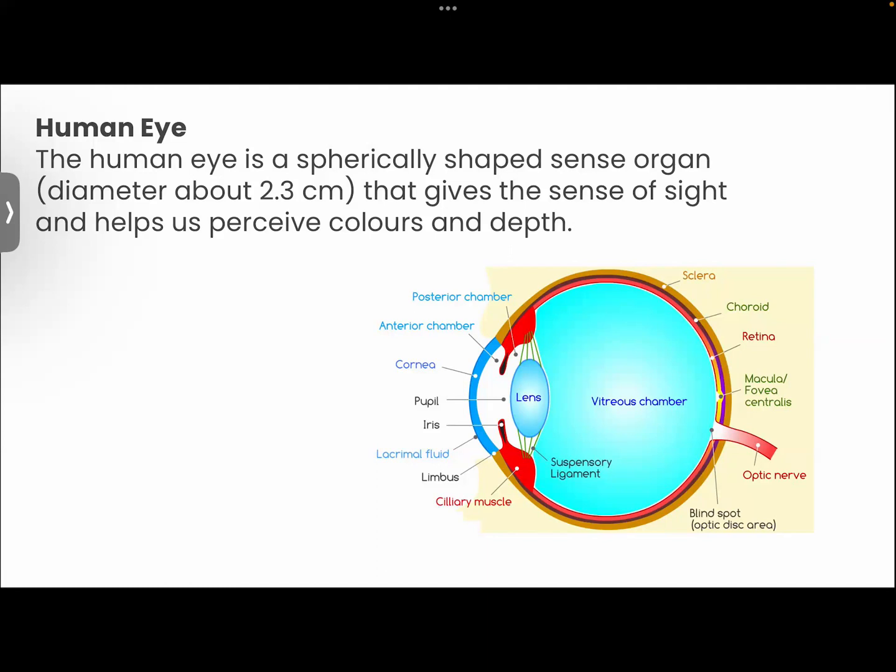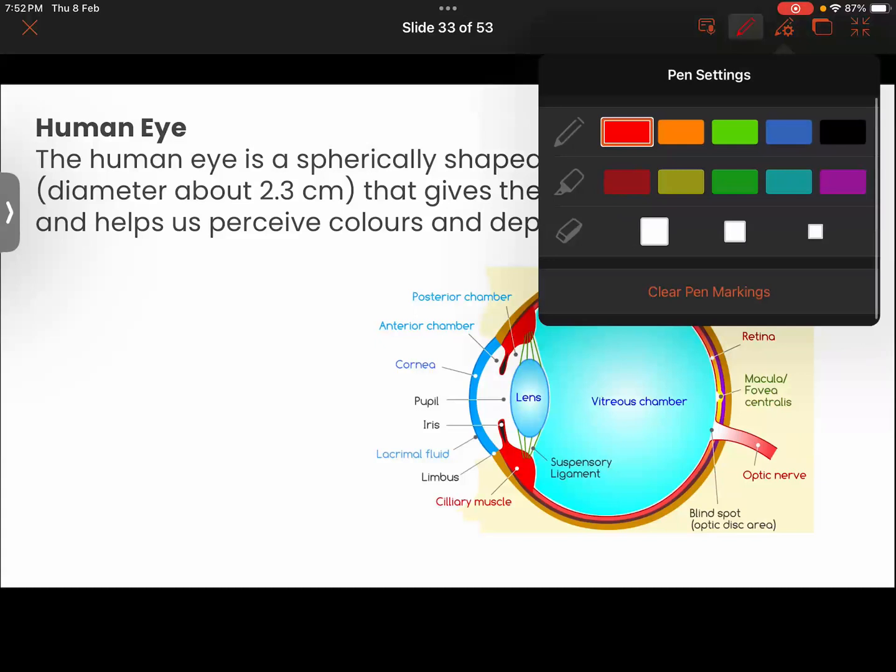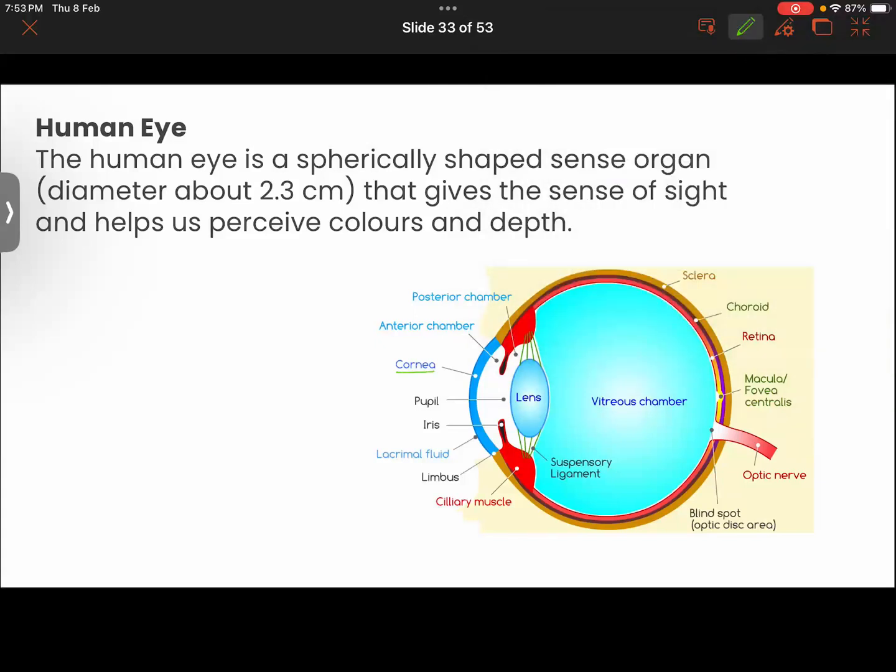Let me highlight which ones we are going to be discussing: cornea, pupil, iris, ciliary muscles, eye lens, retina, optic nerve. And there is another important thing, the blind spot, and the vitreous and aqueous humor. So these are the different things which we are going to study.